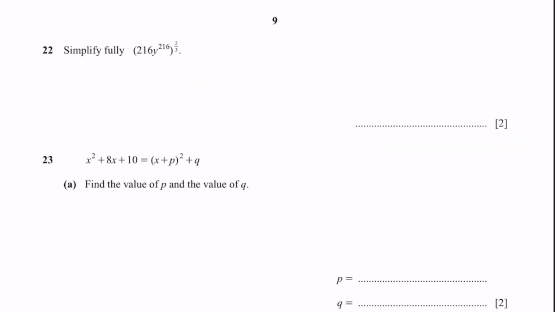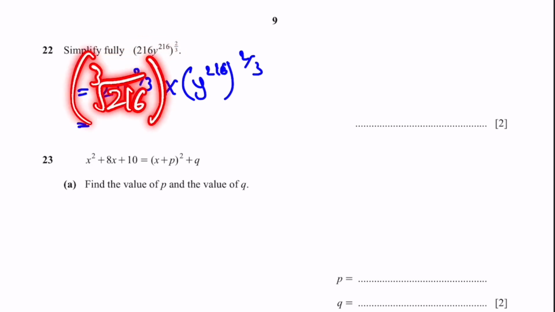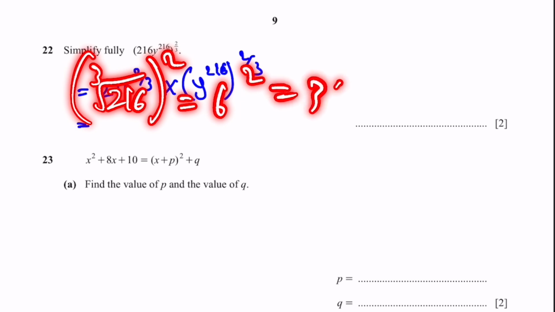Question 22. Simplify fully 216y to the power 216, the whole to the power 2 by 3. Because we are multiplying inside a bracket with a power, this power will be used for all of the numbers which are being multiplied inside the bracket. So that's equal to 216 to the power 2 by 3 multiplied by y to the power 216, the whole to the power 2 by 3. Now 216 power 2 by 3 is the cube root of 216 and the whole thing squared. It's equal to 6 squared, which is 36.